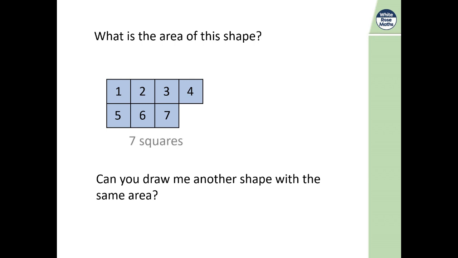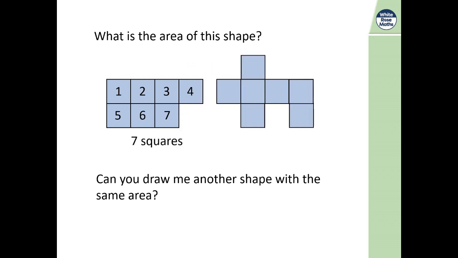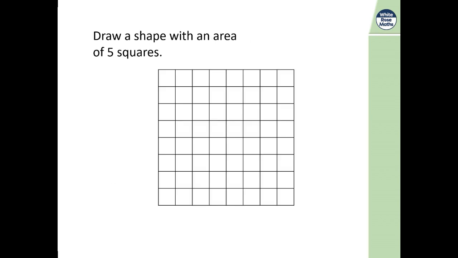How did you do? We could have had an example like this, or this, or this. You may have come up with some different ones. As long as you have 7 squares in, then you did a good job. Let's have a look at this. Can you draw a shape with an area of 5 squares? Pause the video now and have a go.